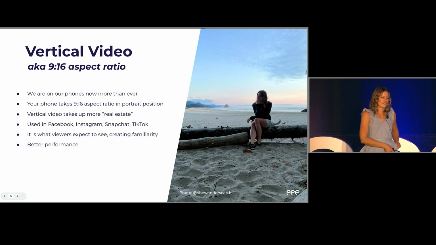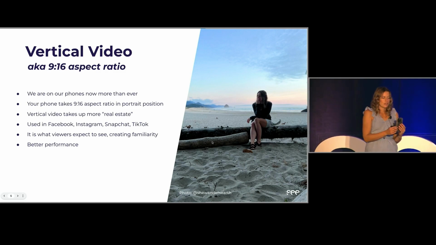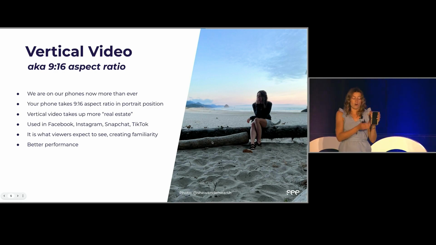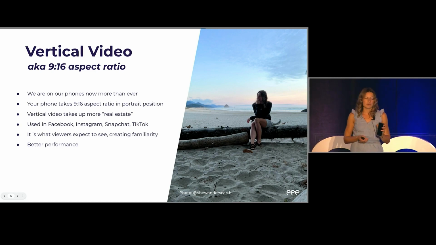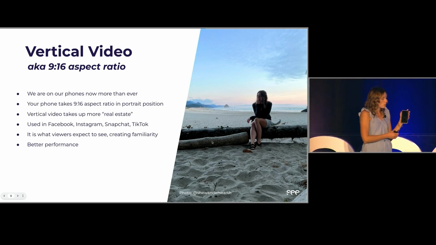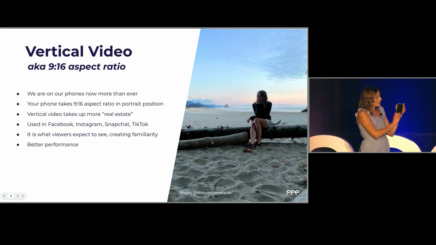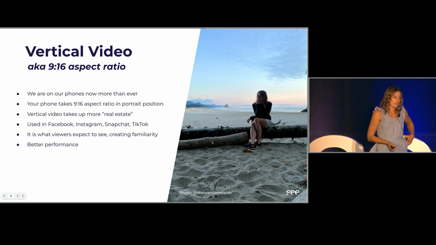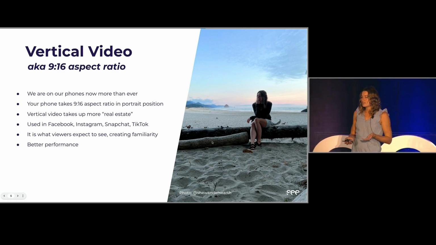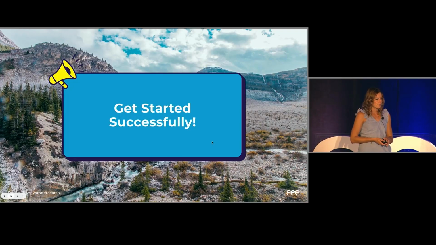Of course we all know we're on our phones now more than ever. So our phone naturally is in a 9:16 aspect ratio, which is also known as portrait position or vertical video. And it takes up most of the real estate or all of the real estate on your phone. So when you're scrolling on Instagram, Facebook, TikTok, Snapchat, that's what you're going to see, that whole visual taking up the whole screen, rather than a horizontal video. It's a bit of a jarring image to see a horizontal video when you're scrolling. So everything now is shifting to vertical video. It's also what viewers are expecting to see, and therefore it creates familiarity, and therefore you're going to have better performance and higher engagement.